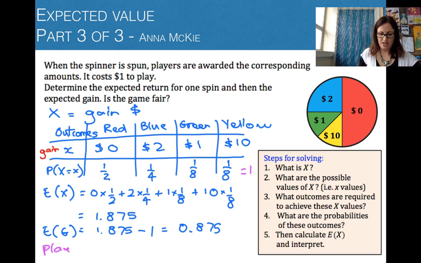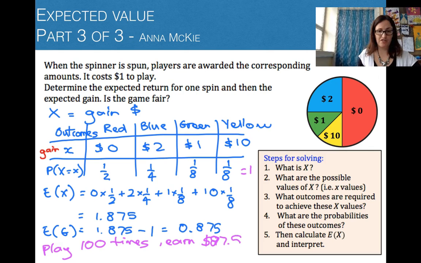I'll just write a little note here that if you played 100 times, you would earn approximately $87.50. So although you can't earn that on any one spin, over time you'd have lots of different combinations of how much you'd earn. If you did 100 spins and you spent $100, you would earn on top of that $87.50. So that's what that number means. So is the game fair? Yes, in this case. I've run out of room to write that though.